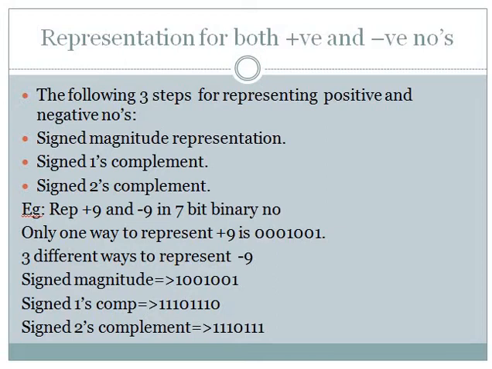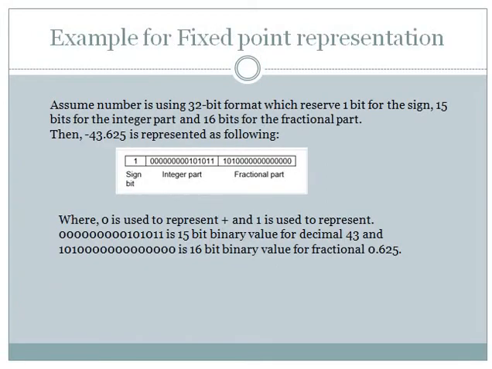Now we will see an example. See here, this is 32-bit information. So how does it assign? This is the fractional part, this is the integer part, and this is the sign bit. It occupies 16 bits for the fractional part, 15 bits for the integer part, and 1 bit for the sign, so totally 32 bits. Here 0 is used to represent plus and 1 is used to represent minus. So here it is 1, which means it will be a negative number.